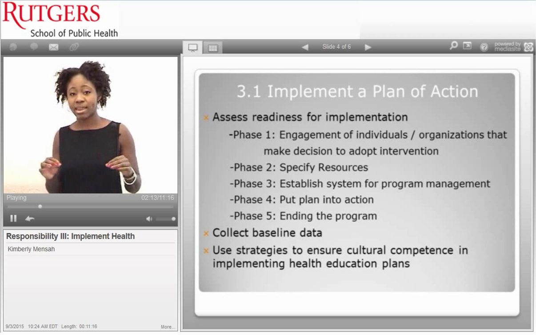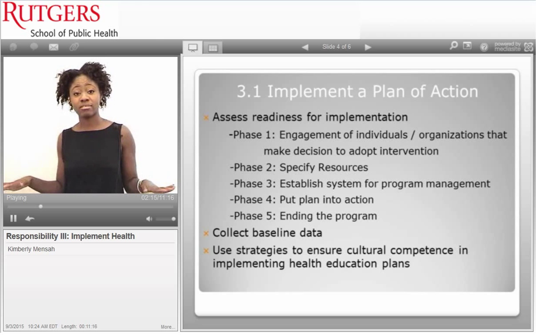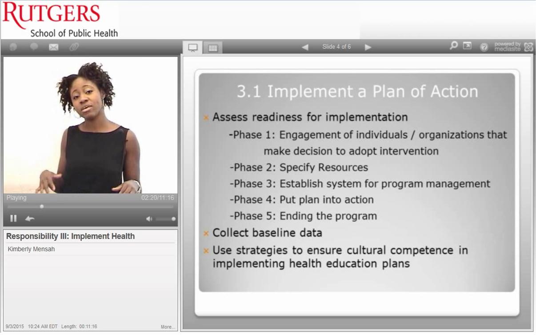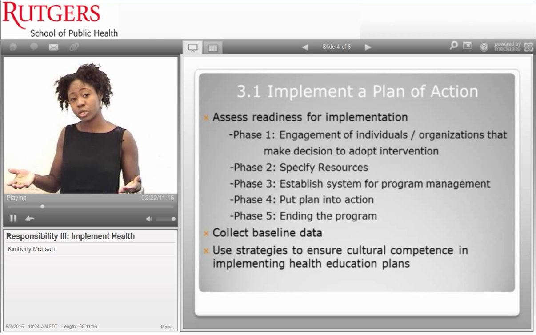Phase 3 is management. Do you have the right people in place? Do you have enough interns? Do you have enough staff? And do those individuals have the budget and the resources to do their job?